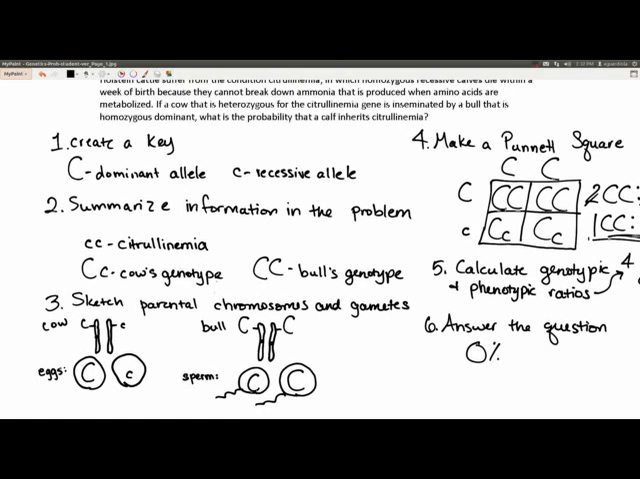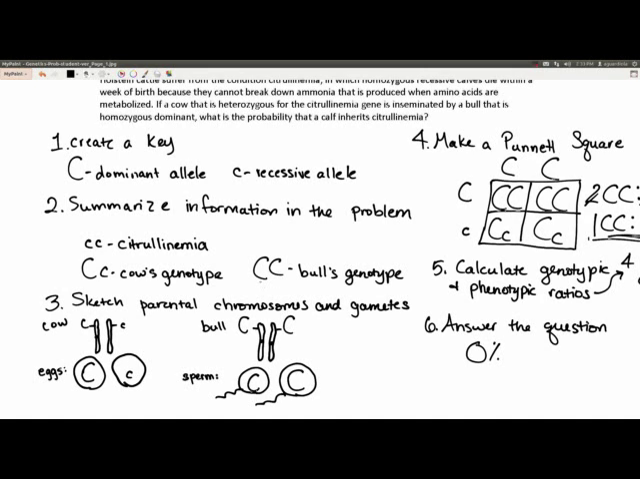Based on that information in the problem, we sketched the parental chromosomes and gametes. So remember, you have homologous chromosomes. For the cow, one of the pairs of this homologous chromosome has the dominant allele, as shown up here in the genotype, and the other chromosome in this homologous pair has the recessive allele. If you were to go through meiosis, you end up with 2 egg cells that have the dominant allele, and 2 egg cells that have the recessive allele for this gene.